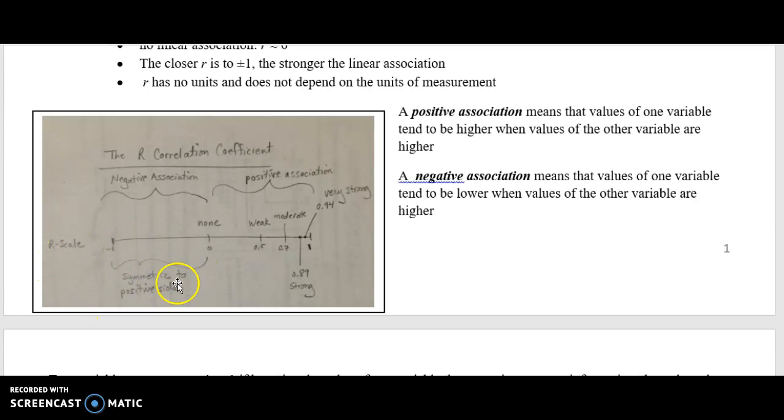And again, I didn't discuss the negative because all you have to do is take these exact same values and throw the mirror image on this side to understand that a negative one would be a very strong association as well, just with a negative slope. And a negative 0.5 is a weak association just with a negative slope.